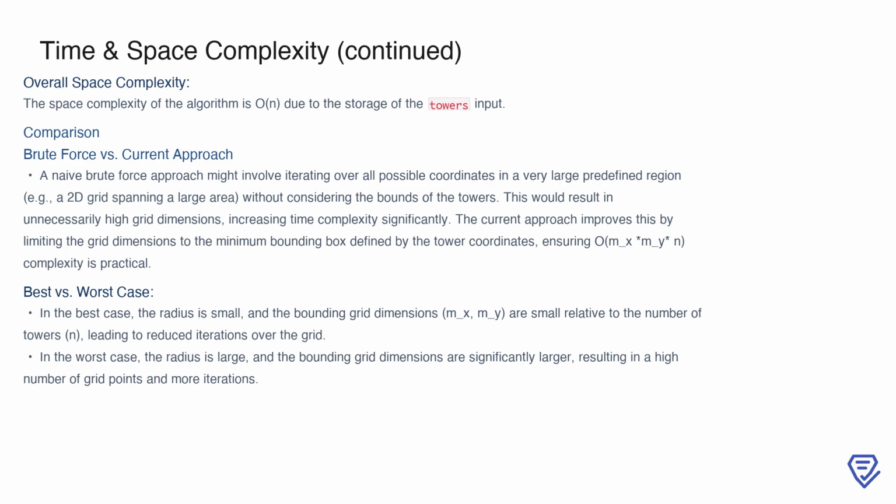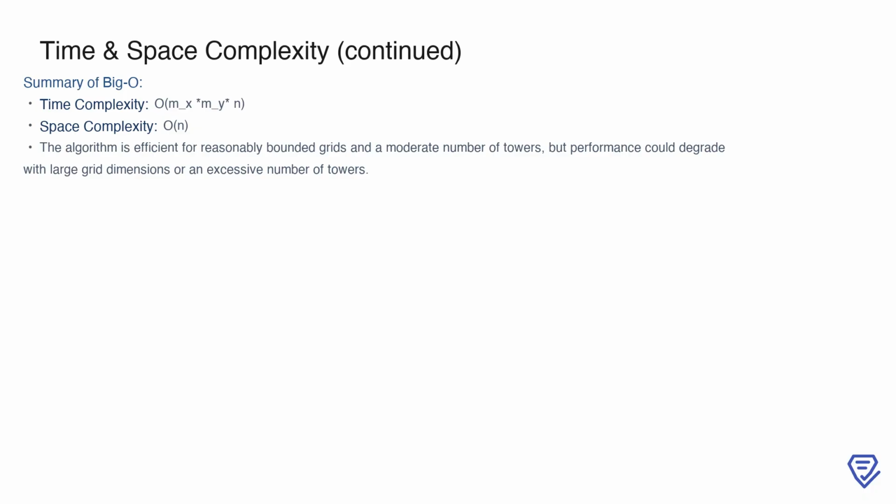In terms of best and worst case scenarios, efficiency depends on the size of the radius and the resulting bounding grid dimensions. If the radius is small, the grid dimensions are compact, reducing the number of iterations. However, if the radius is large, the grid dimensions expand significantly, leading to more grid points and a greater computational cost. To summarize the complexities, the time complexity of the algorithm is O(m_x * m_y * n), and the space complexity is O(n).